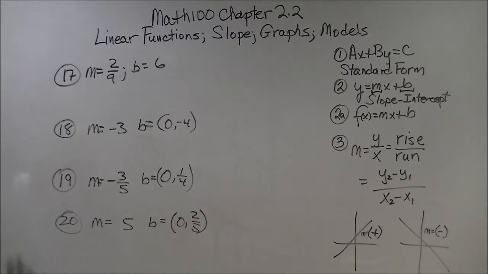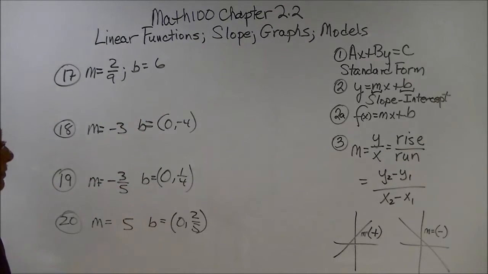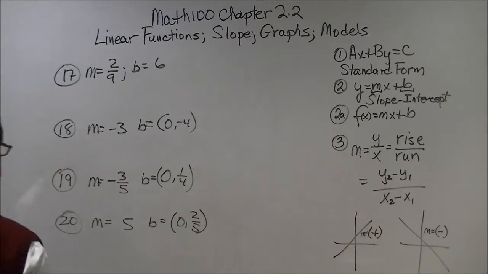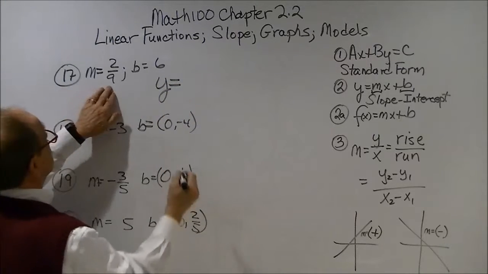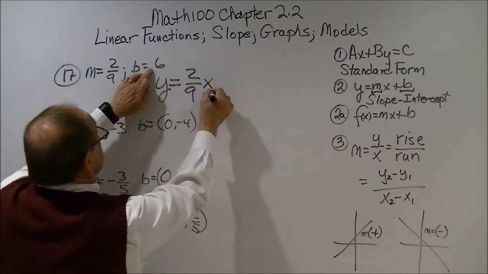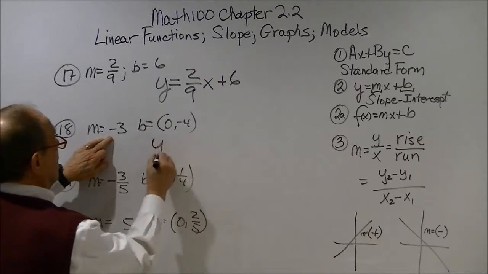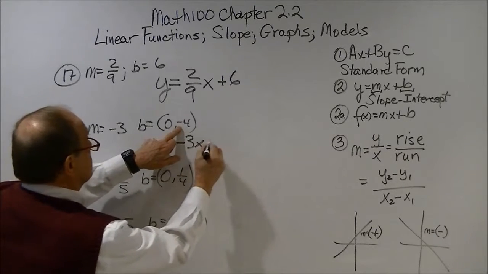All right, I've shortened these a little. Slope and y-intercept for each one. They want us to write an equation in slope-intercept form. So it looks like this. y equals, there's my slope. Now you have to add an x, and then your y-intercept. Here, y equals your slope, add an x, and then the y-intercept.